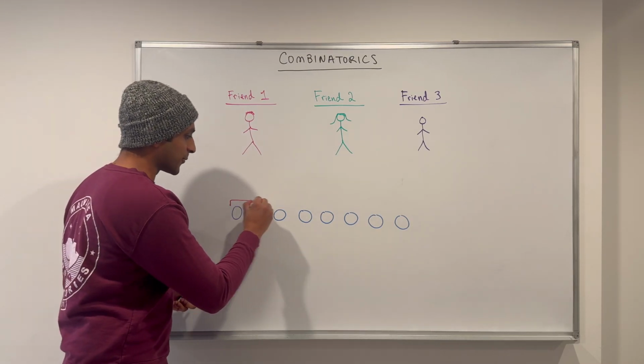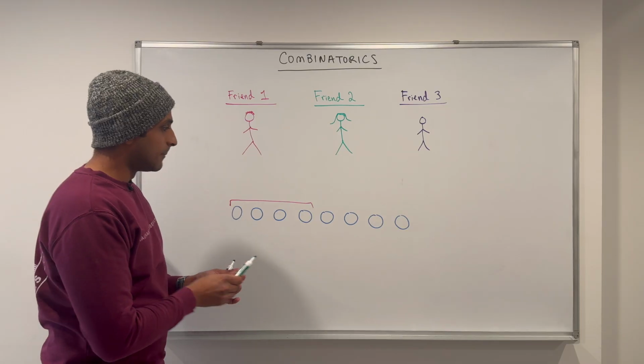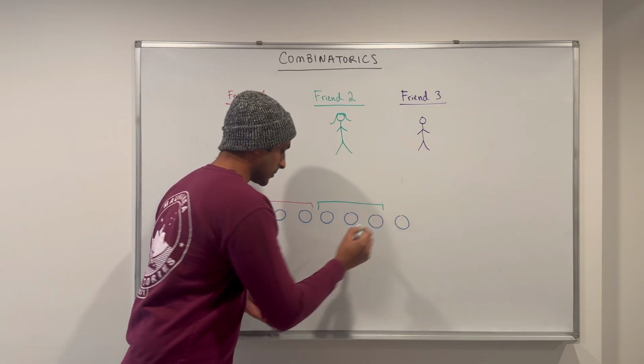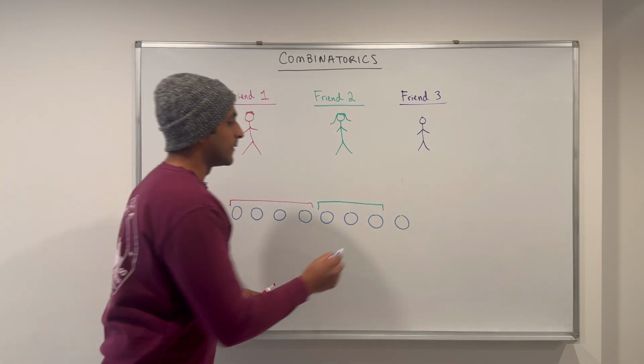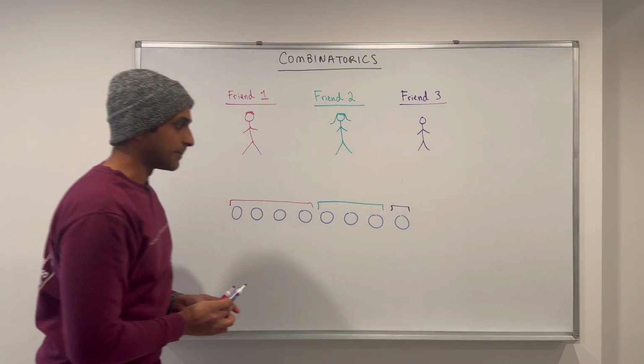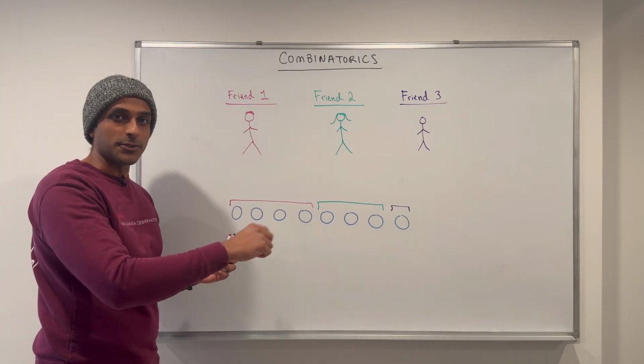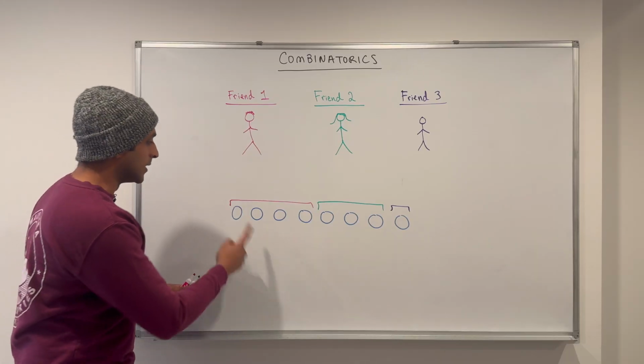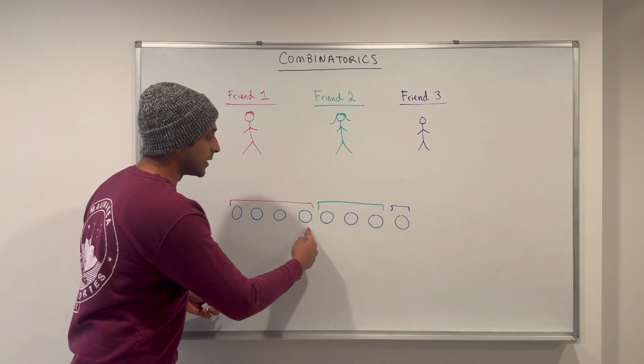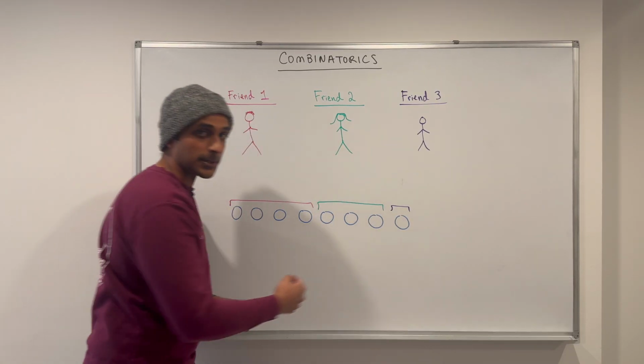So maybe you give out the first 4 marbles to friend 1, and then maybe you give the next 3 marbles to friend 2, and then maybe you give the final marble to friend 3. So that's one of the 3 to the 8 different ways you could have given out the marbles, right? So that would be friend 1, friend 1, friend 1, friend 1, friend 2, friend 2, friend 2, friend 3.